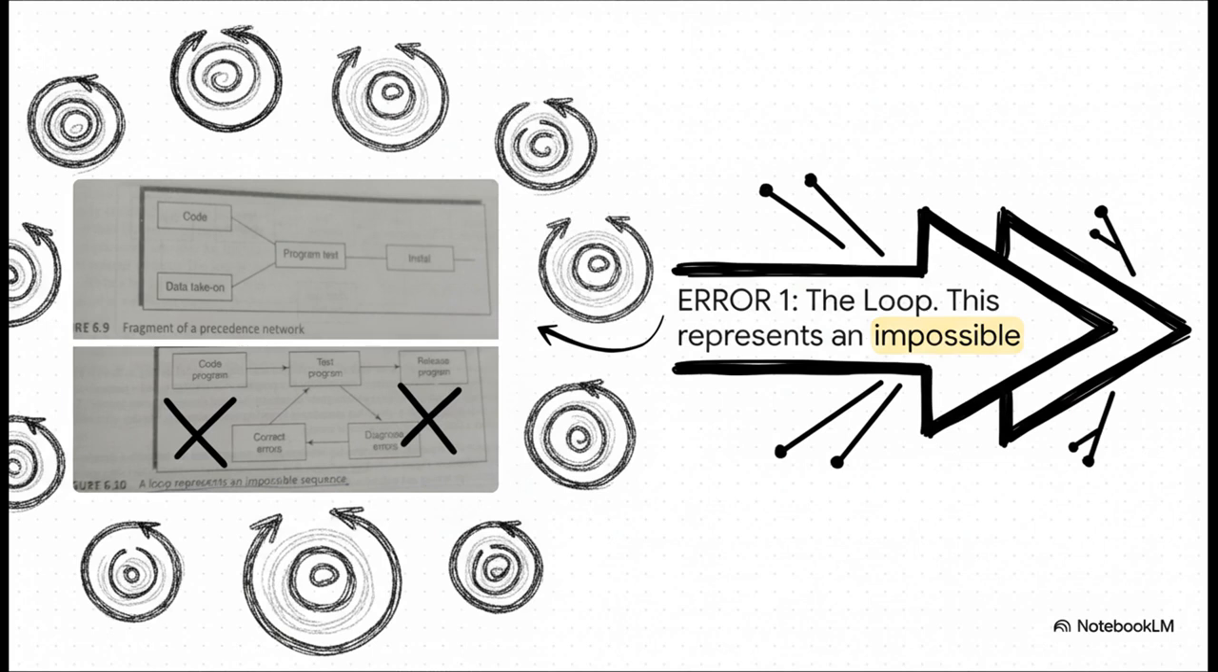Just follow the logic here for a second. You have to correct errors to test the program, but you only diagnose errors after you test it, which then sends you right back to correcting them. It's an impossible situation. A total paradox. A network must always move forward.